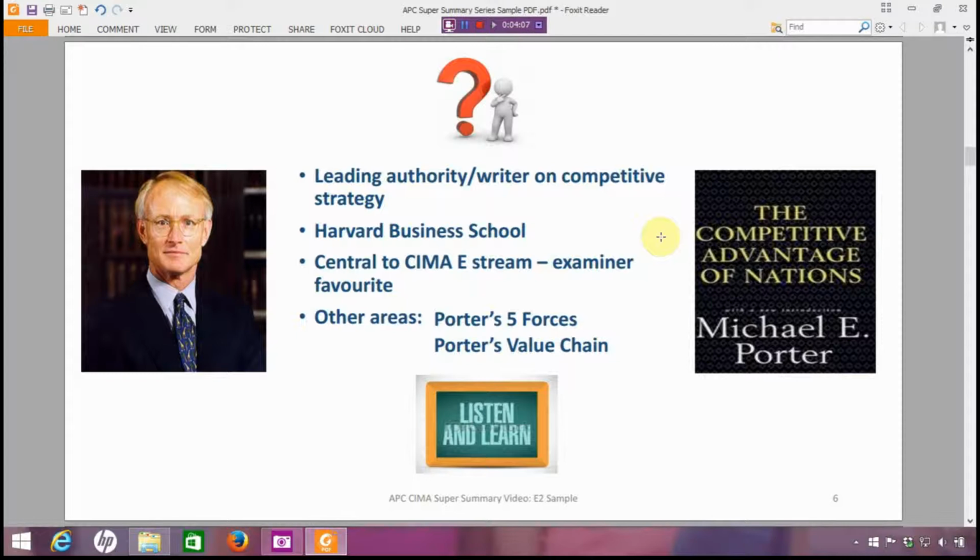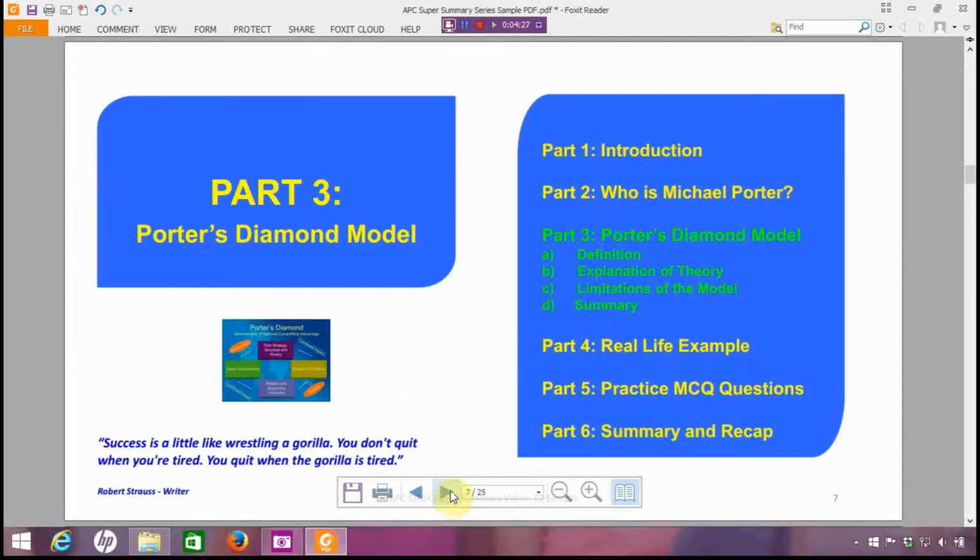Other areas that you might consider outside of Porter's diamond are Porter's 5 forces and indeed the value chain. So really, in summary, it's so important that you understand what Porter means by his diamond, his 5 forces and the value chain, and make sure that you're able to apply those to as many different scenarios as possible. So in terms of the constituent elements of Porter's diamond, I'm going to take you through 4 main areas. Firstly, the definition. Secondly, an explanation of the theory, the mechanics of the model itself. Thirdly, some limitations, and then a quick summary.